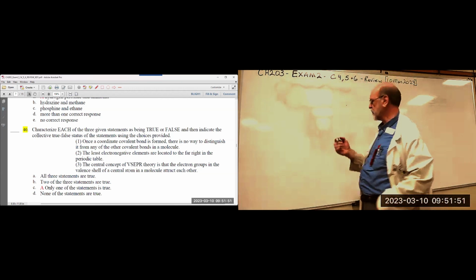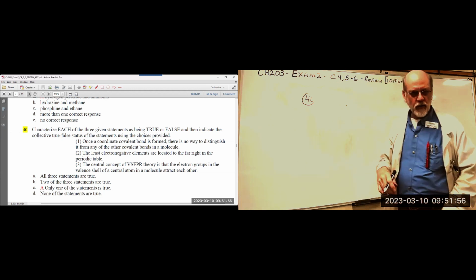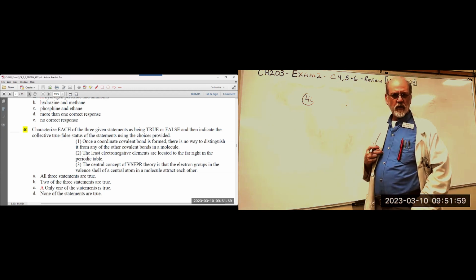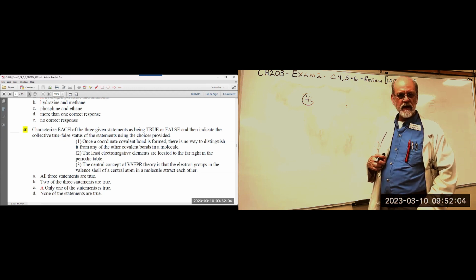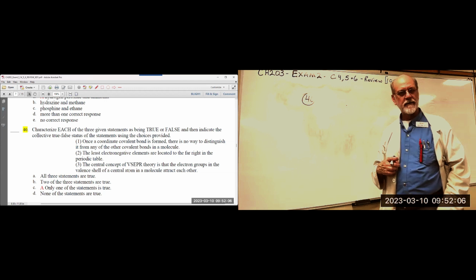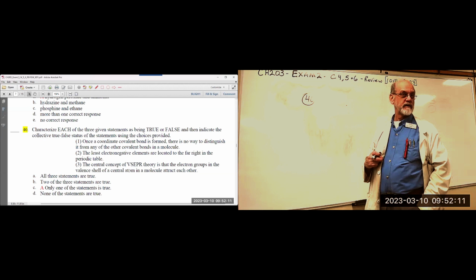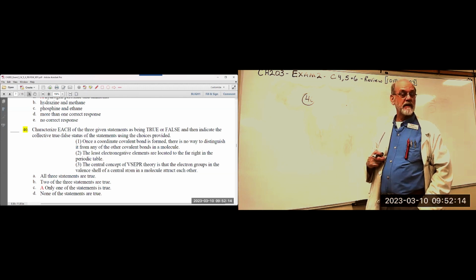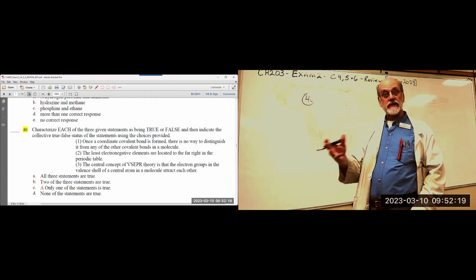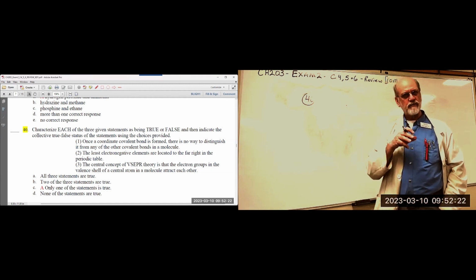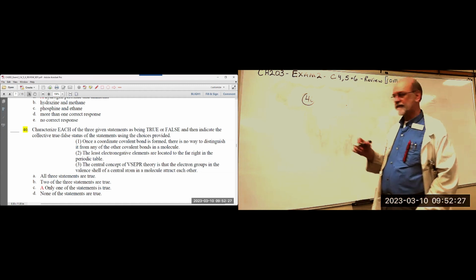Oh goody, number 40. Okay, 40. First choice, once a coordinate covalent bond is formed, there is no way to distinguish it from any other covalent bond in a molecule. That's true. Once it forms, you can't prove that it formed from electrons from one side and not the other. Now, you may be able to deduce, like we did before, that it's probable that it was a coordinate covalent bond, but there's no way to prove it. So 1 is true.